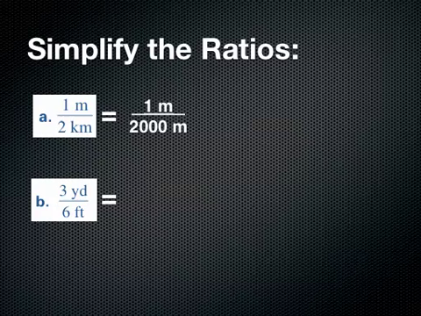cannot be simplified. The next example, we have 3 yards to 6 feet. In this example, we could actually go either way. We could change yards to feet or feet to yards. It doesn't matter which one you choose. I chose to change them both to yards because that way I would keep smaller numbers. So 3 yards stays the same on top, but 6 feet is equivalent to 2 yards. So it would be changed to 3 yards to 2 yards. Again, I cannot simplify. There's not a number besides 1 that goes into 3 and 2.